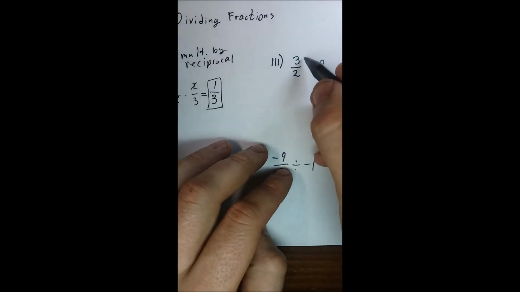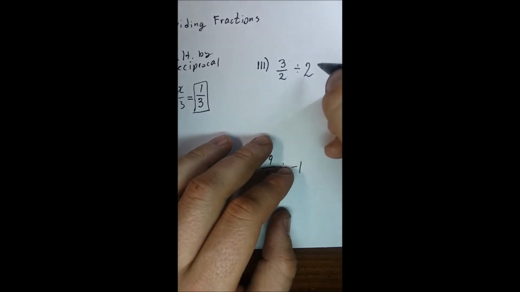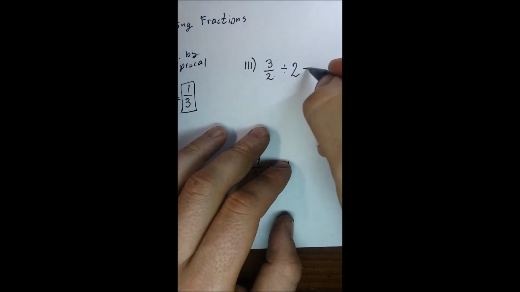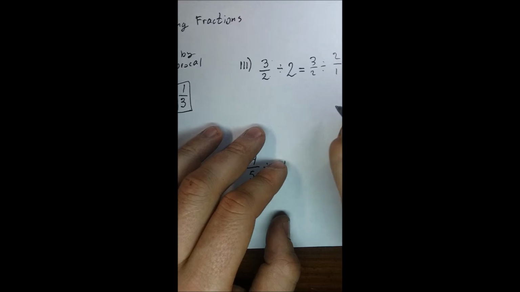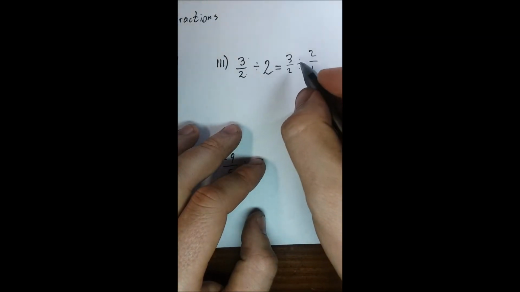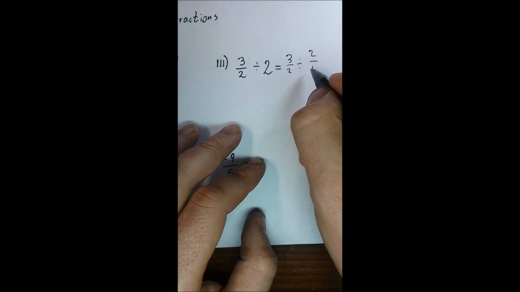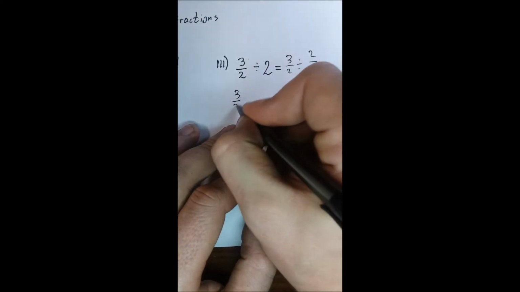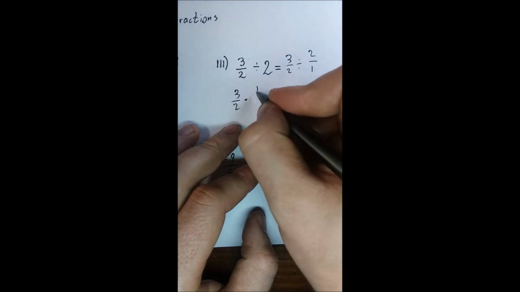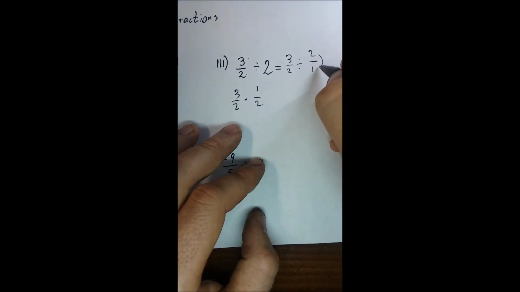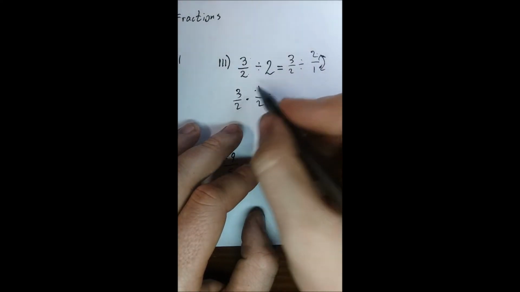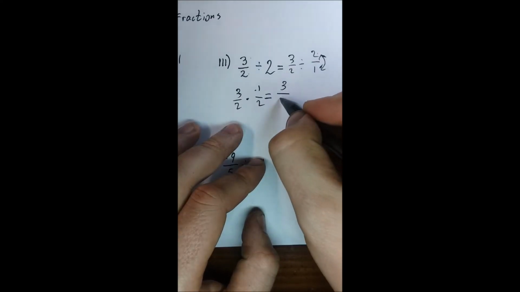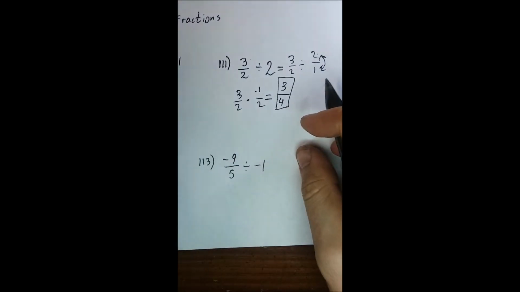Question 111. 3 over 2 divided by 2. Again, fraction and non-fraction, so we need to rewrite it as 3 over 2 divided by 2 over 1. Before we go into multiplication, we need to switch the 2 over 1 to 1 over 2. So we're going to get 3 over 2 times 1 over 2. You always want to switch the numerator and denominator if you're changing it from division to multiplication and vice versa. Again, 3 times 1 is 3. 2 times 2 is 4.